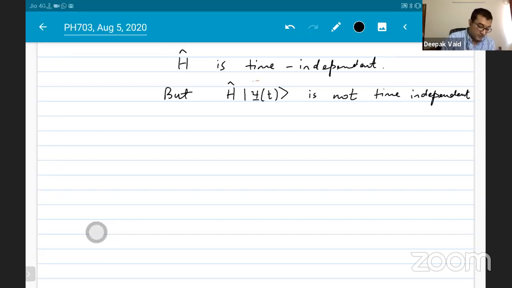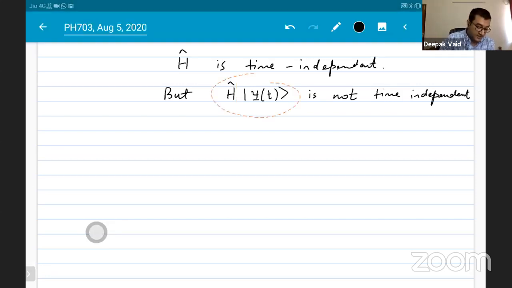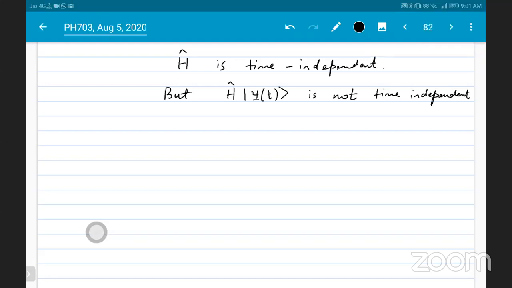Because the state is not time independent, and this is the action of the Hamiltonian operator on the state. Okay, now the exodus has begun. So, Yukta, is that making any sense to you? Yes, sir, I got a little bit. I'll read it again then.